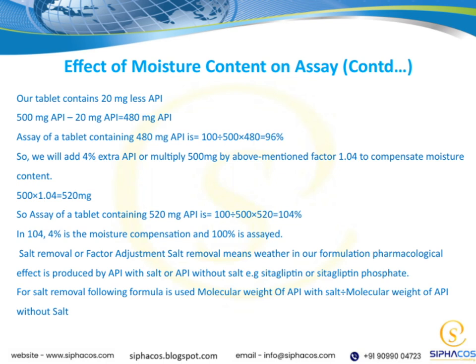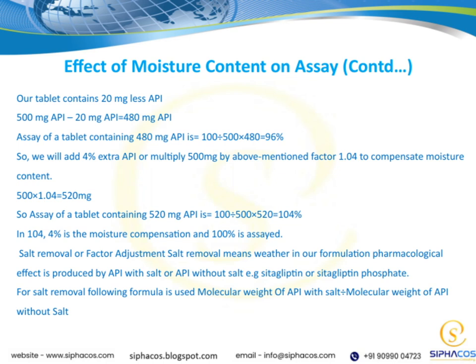Now, if we calculate the assay for this adjusted amount, we get 100 divided by 500 times 520, which equals 104%. Here, the 4% overage accounts for moisture content, and the remaining 100% reflects the assay of the API itself.